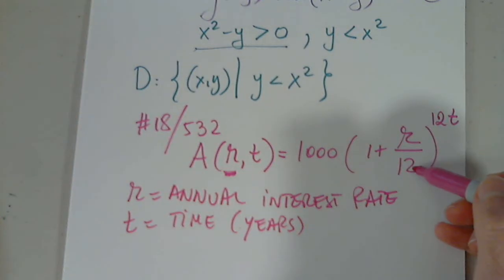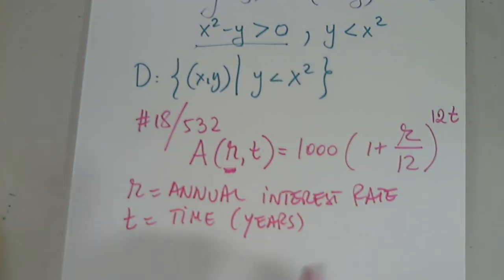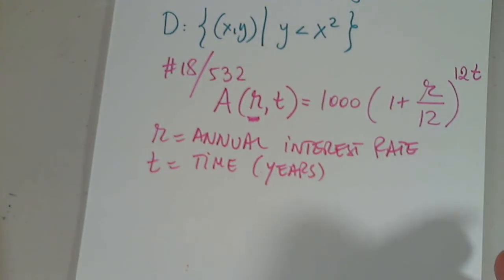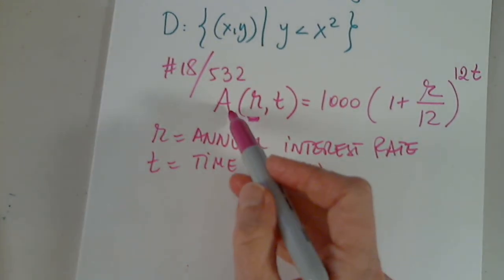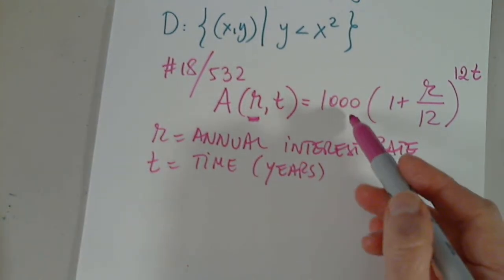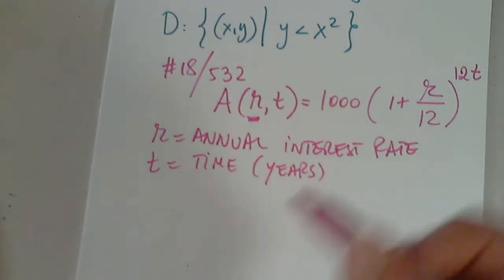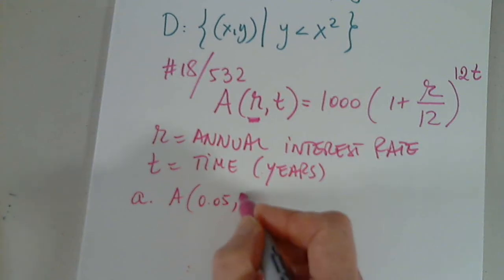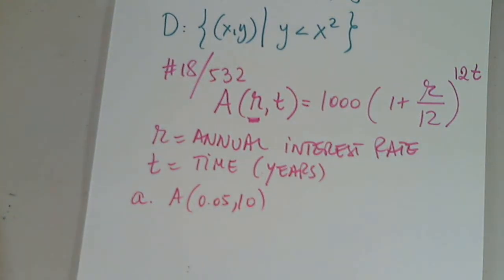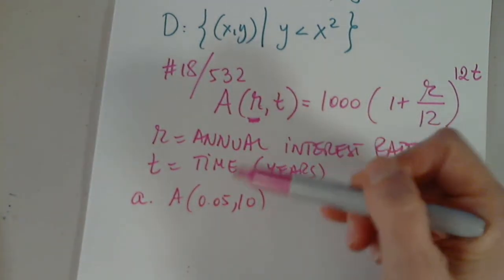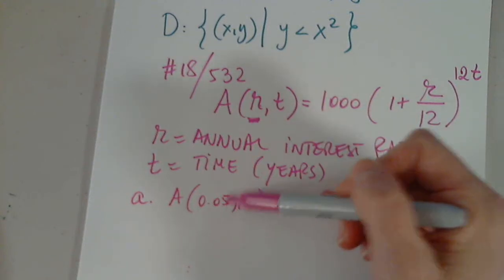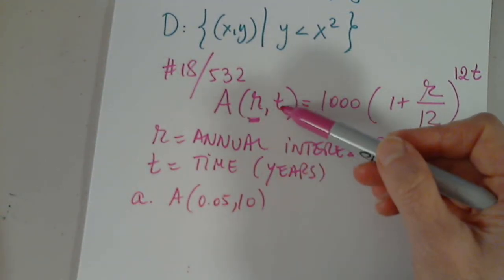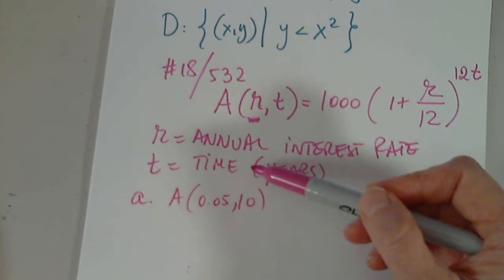So the fact that we have 12 here means that the interest is compounded every month, 12 times a year. A is the accumulated value, and 1,000 is the principal, what we deposit today. In part A, we're asked to determine A of 0.05 comma 10. What does this mean? It means when the annual interest rate is 5%, we're calculating the accumulated value after 10 years, when T is 10.